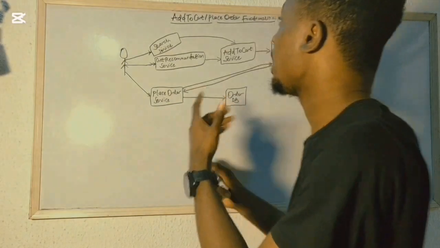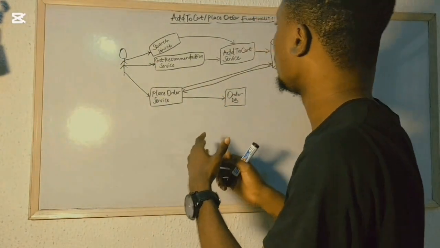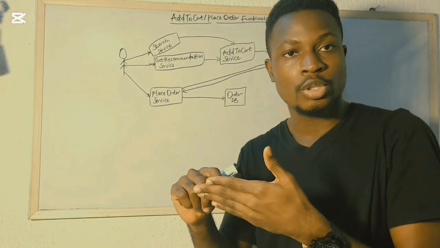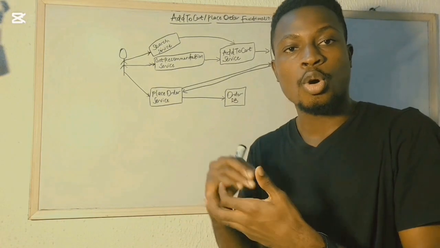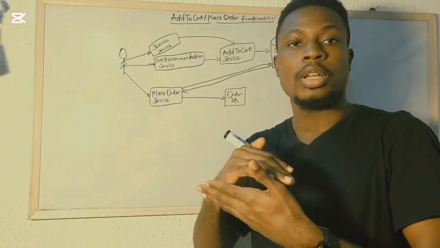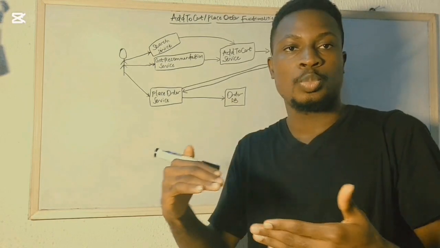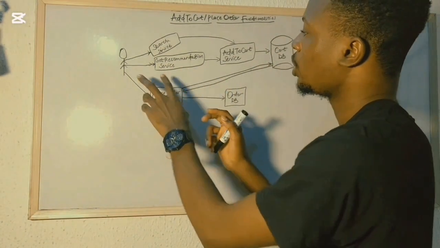So we're discussing the add to cart and place order functionality. We can add to carts in two different ways. When we search for a particular product and we see the product, we can add it to cart, or we can add to cart on our recommendation page. When we just open our e-commerce site, we see various products, and we can add to cart from that place. So there are two different ways we add to cart.